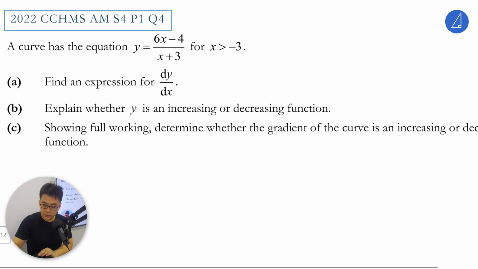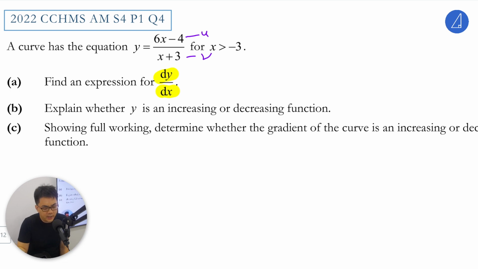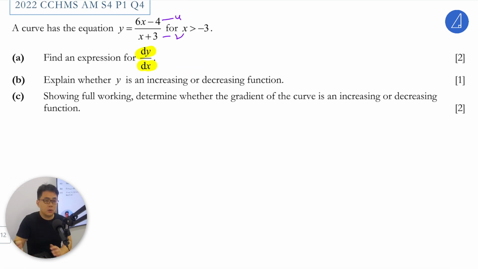So I think finding the expression shouldn't be an issue. This is dy/dx. Now, sometimes students will change to product rule. I will not suggest that. I will suggest you use quotient rule, okay? So of course, if you want to change to product rule, don't do that. There's a reason why you need to use quotient rule properly.